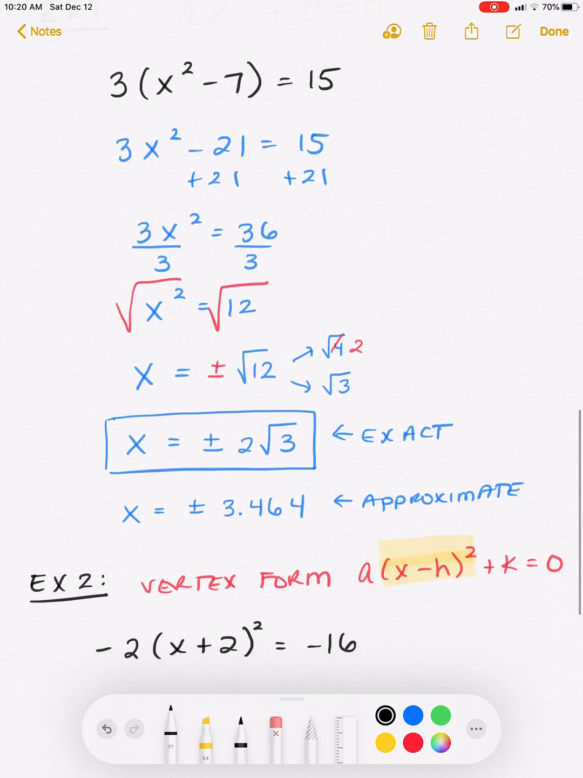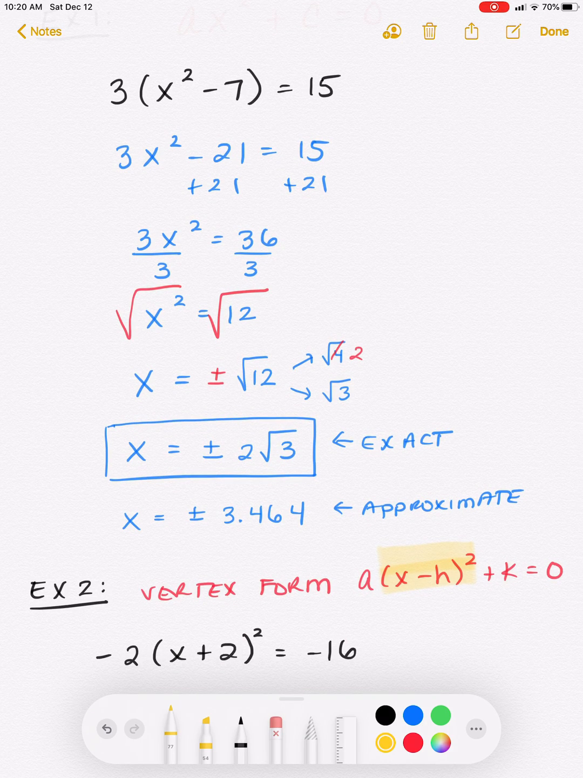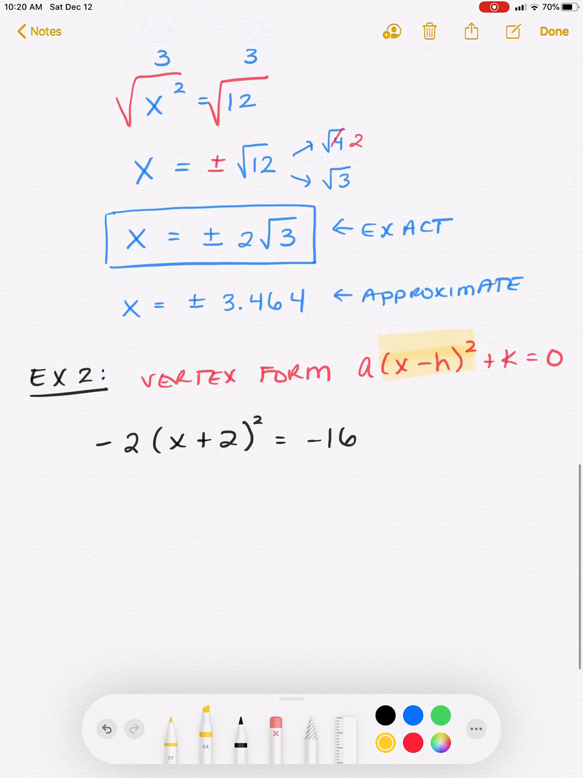Now we had a parenthesis in example 1, but I want to point this out to you. In example 1, the x squared was inside of the parenthesis, so I started by distributing the 3. Now here, the quantity is being squared, okay? And so in that case, we are not allowed to start by distributing the negative 2 because you would do your exponents first. So what we're going to do to get started is let's divide both sides by negative 2, and we get x plus 2 squared is equal to positive 8.